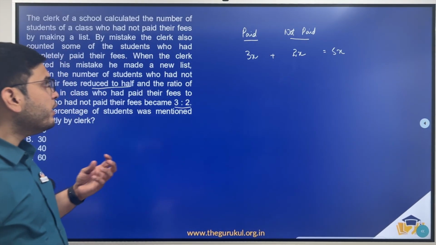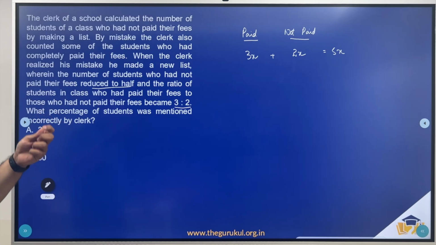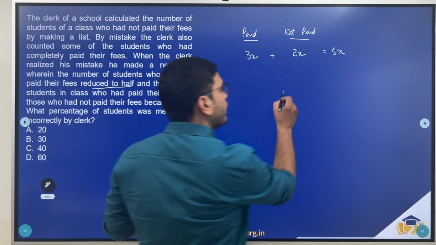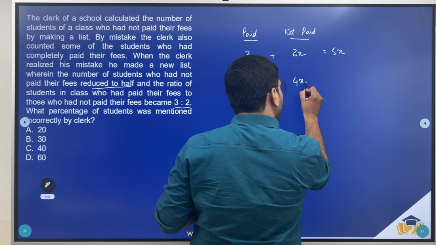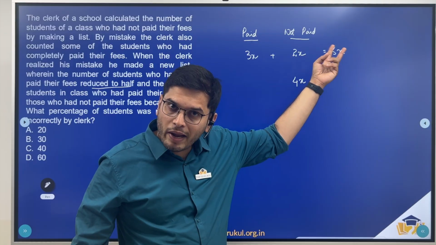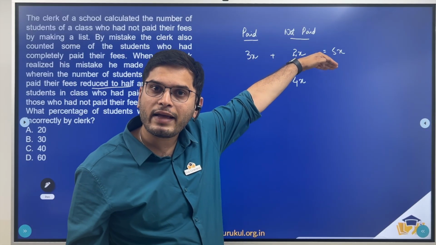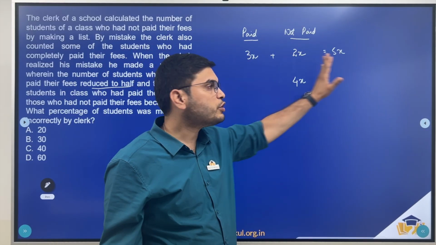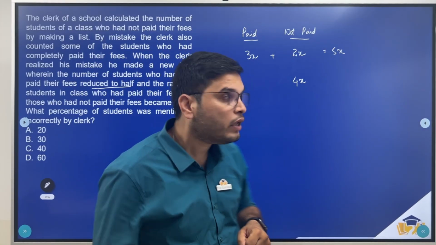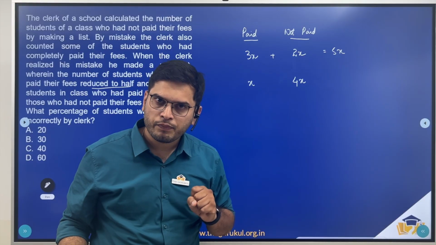Now, how did he get this correct ratio 3:2, right? So after realizing his mistake and reducing the number of students who had not paid the fees by half, in the initial list, there will be 4x students, right? You would have considered 4x students as the students who had not paid the fees. Now, after realizing his mistake, this was reduced to half, and that has become 2x, right? Now, we know that the total strength of the class is 5x. So, if he had considered 4x students had not paid the fees initially, the number of students he had considered to be paid the fees would be x, right?